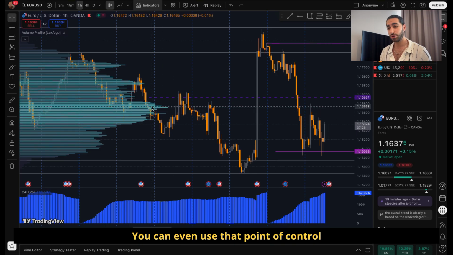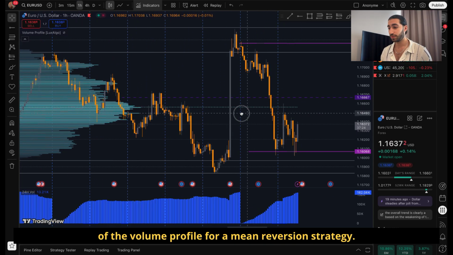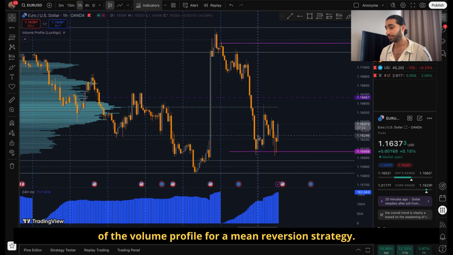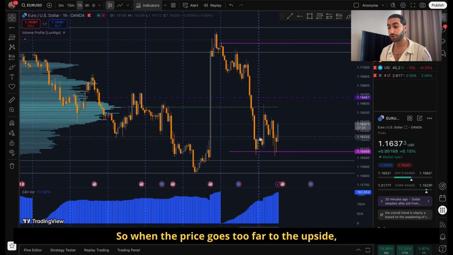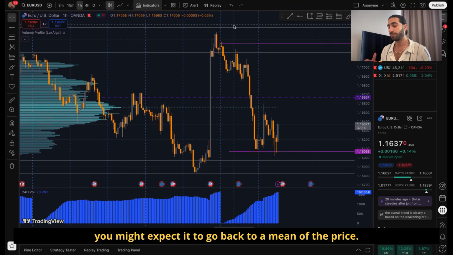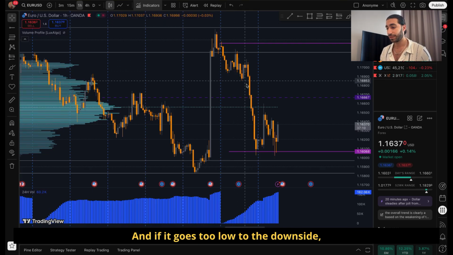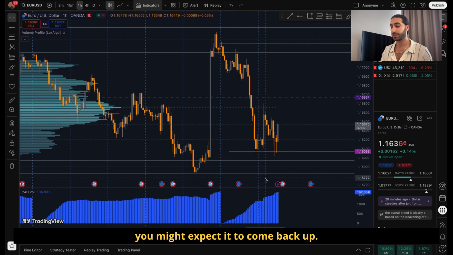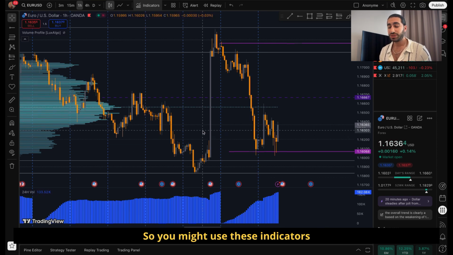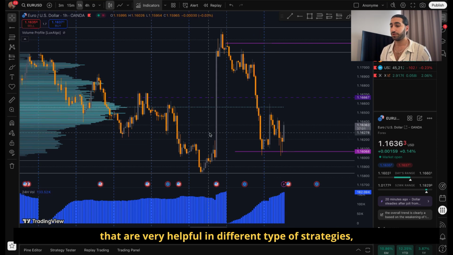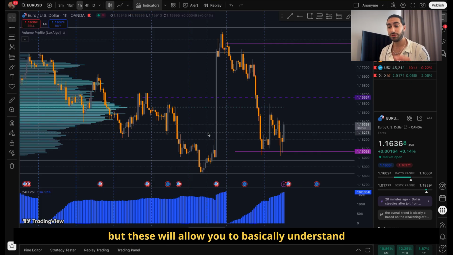You can even use that point of control of the volume profile as a means for a mean reversion strategy. So when the price goes too far to the upside, you might expect it to go back to a mean of the price. Okay? And if it goes too low to the downside, you may expect it to come back up. So you might use these indicators, which are very helpful, in different types of strategies.